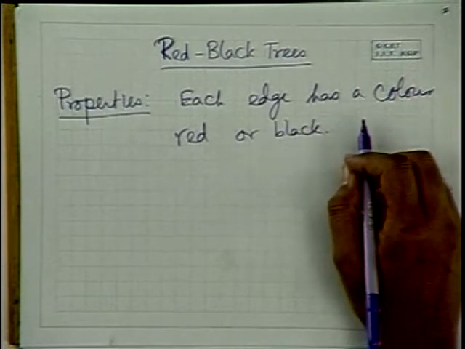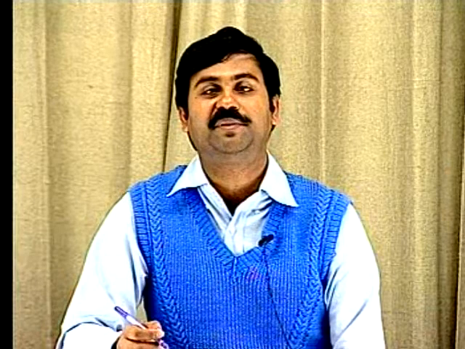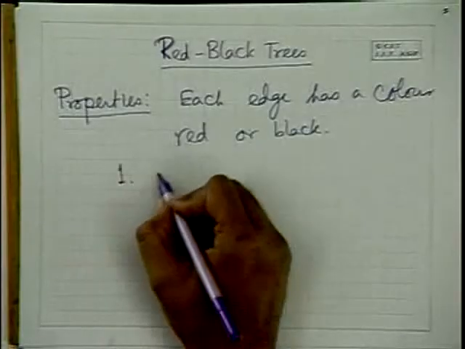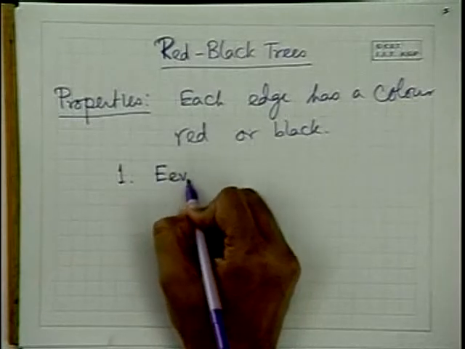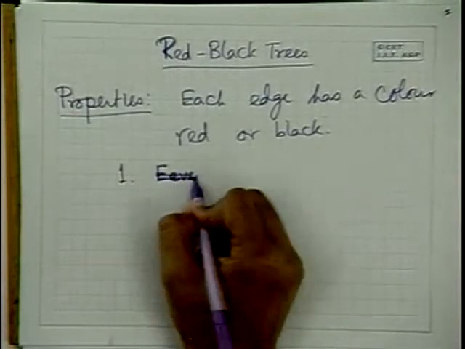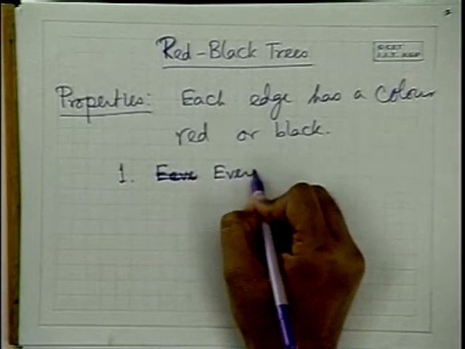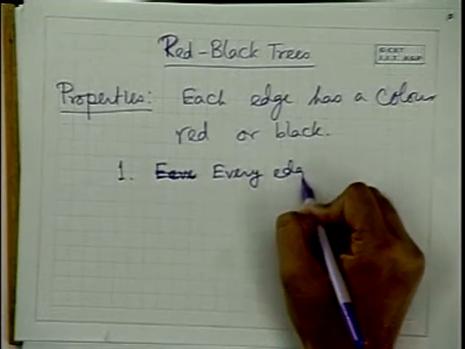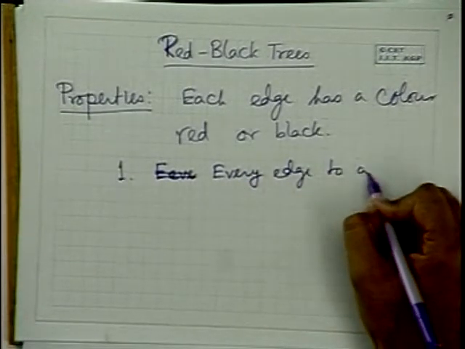Inside the computer, how would you implement it? You just keep a bit somewhere to indicate whether it is on or off. You can just say red and black. Alright, I will be calling it red black. Now, there are some properties of these red black edges. One property is that every edge to a leaf is black.